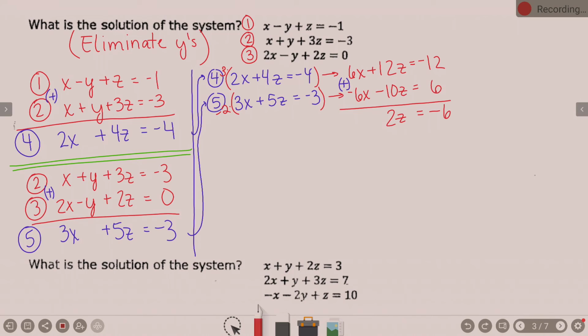If 2z equals negative 6, divide by 2 and z is negative 3. That's 1/3 of the way towards our answer. The good news is we've done the bulk of the work, right? That's the good news. I have z.